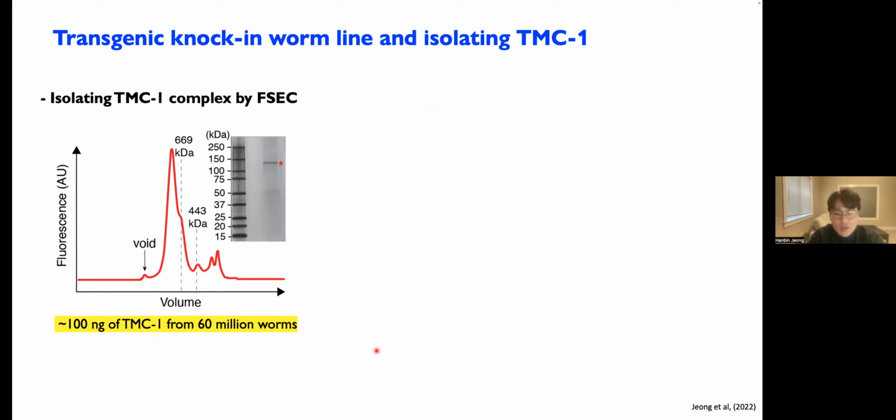So we could get around 100 nanograms of protein from 60 million worms, and the estimated molecular weight is around 800 kilodaltons, which means it has multiple TMC1, and perhaps it forms a complex with other auxiliary proteins.